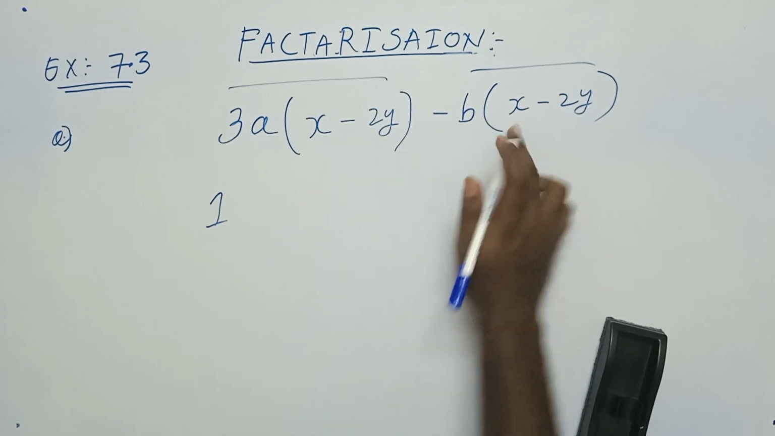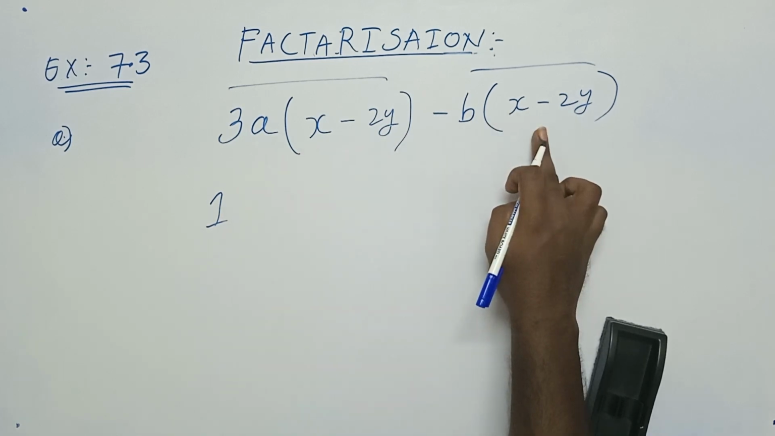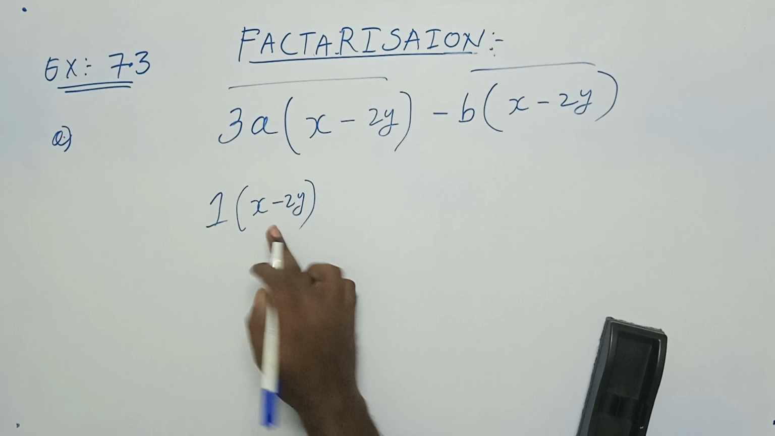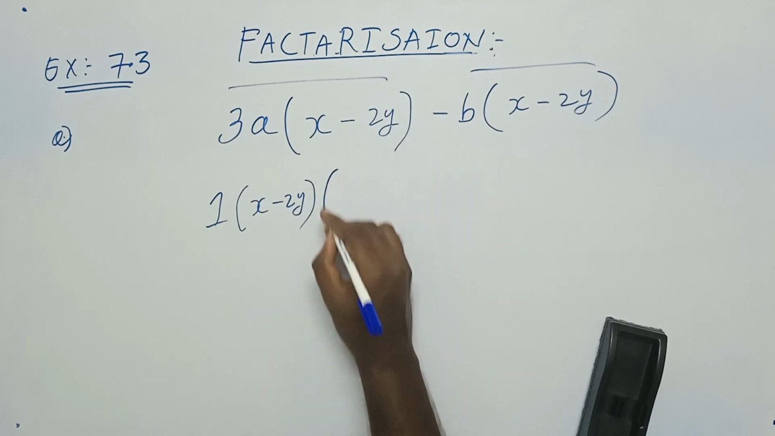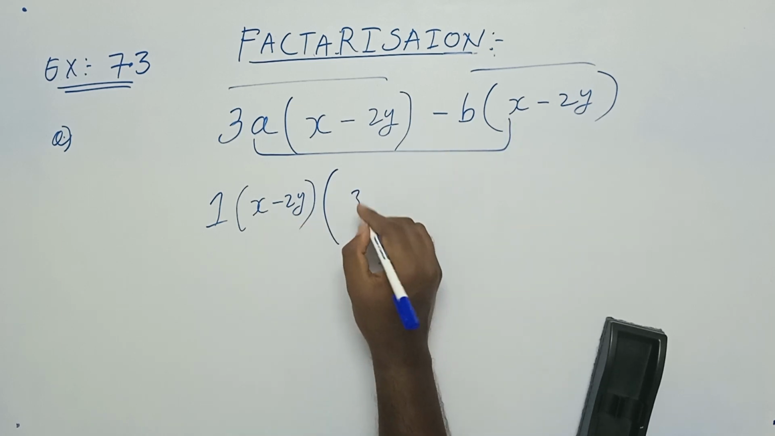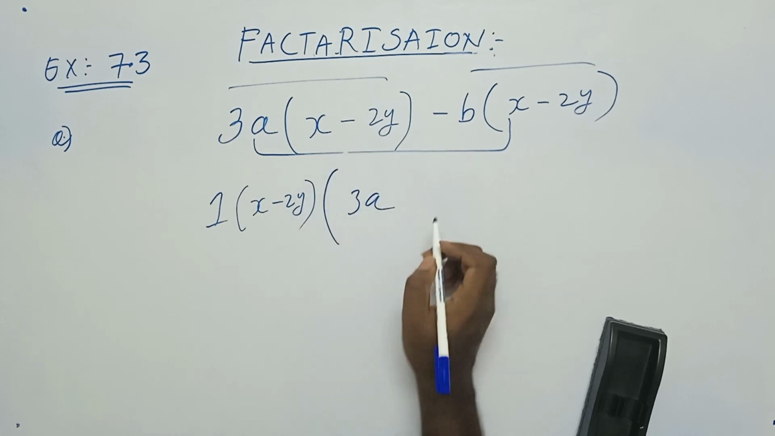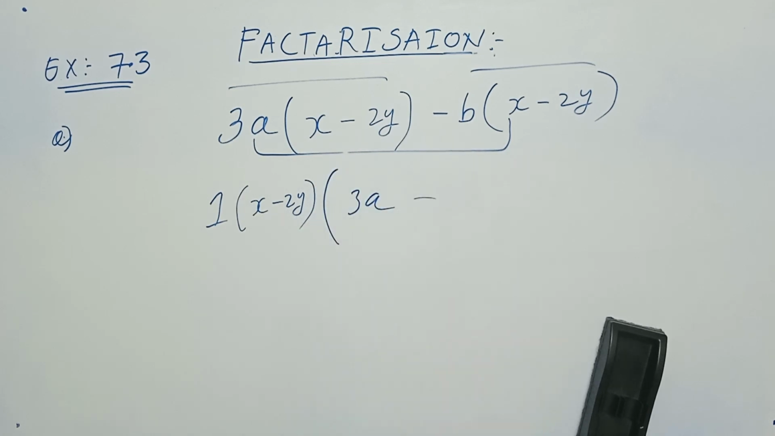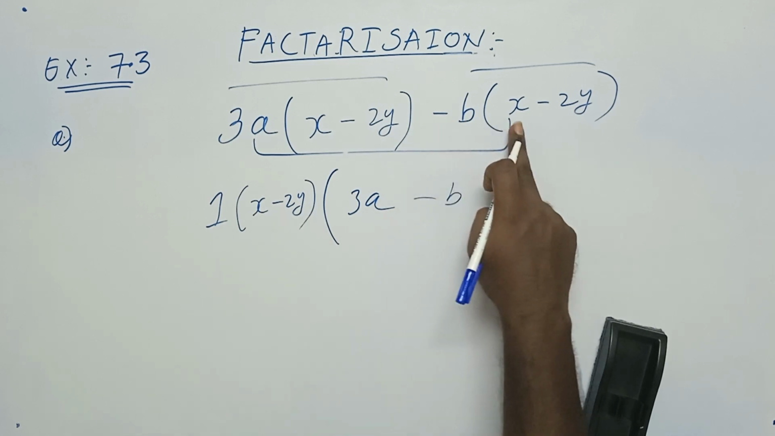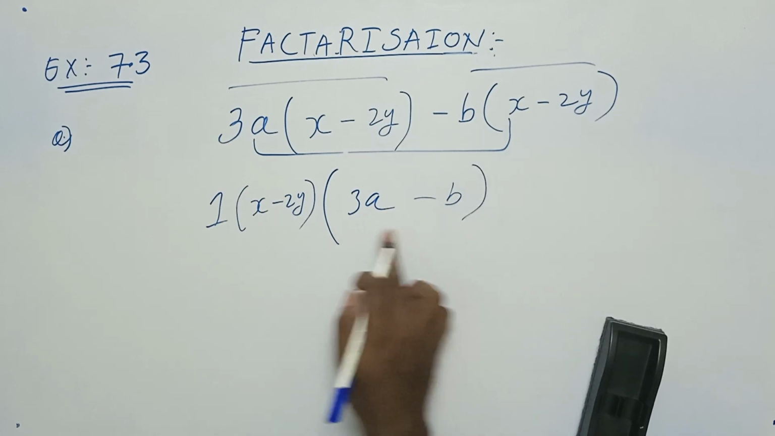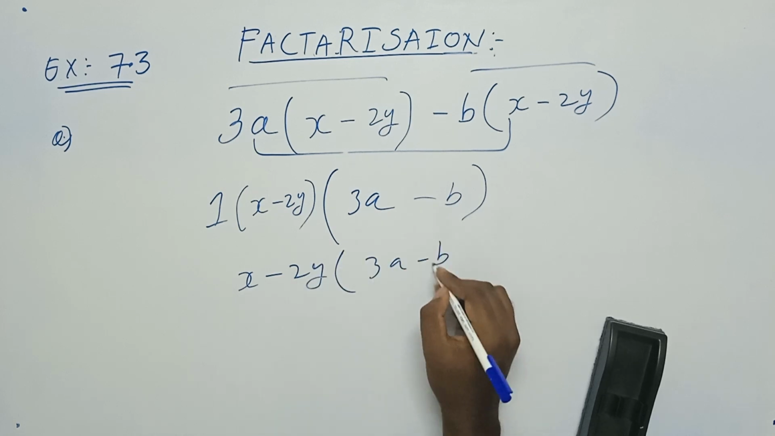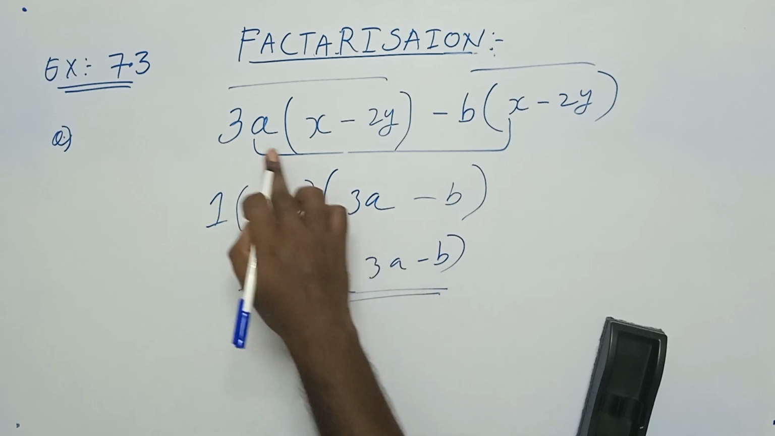But x minus 2y and x minus 2y: in this term x minus 2y, in this term x minus 2y. So (x minus 2y) is taken as common, that means their HCF. Now we are going to divide this expression by x minus 2y. So (x minus 2y) times 3a is 3a of (x minus 2y). Here you have a minus sign, we are going to keep the minus sign. (x minus 2y) times minus b is minus b of (x minus 2y). So we got the product of two factors, which is (x minus 2y) into (3a minus b). These are the product of two factors of this given expression.